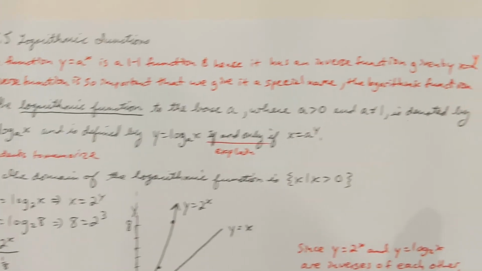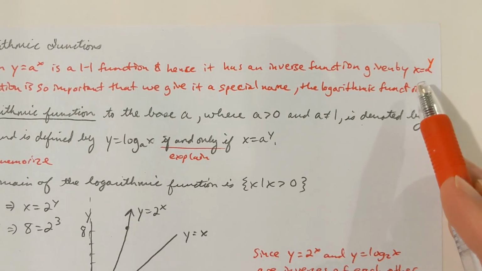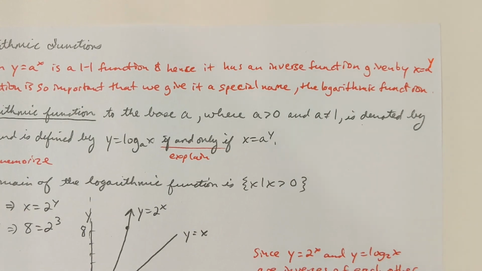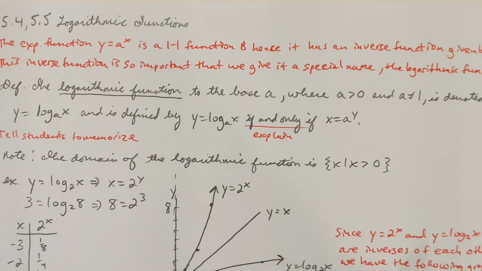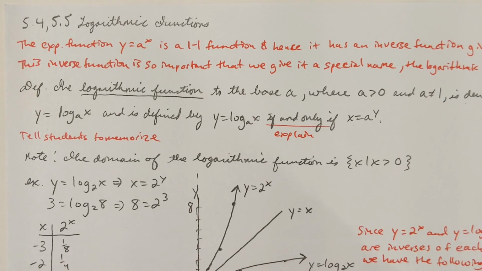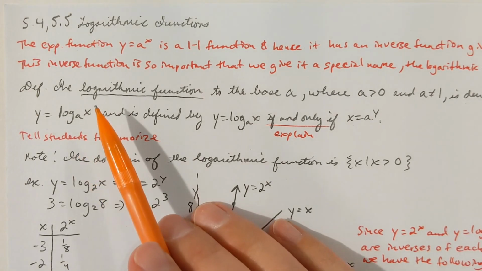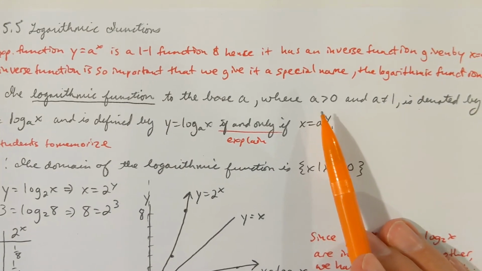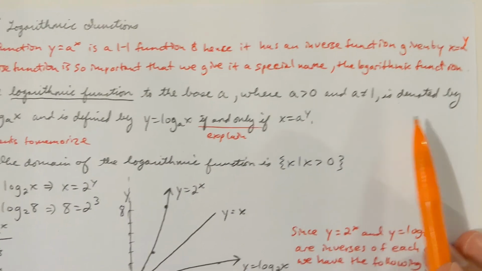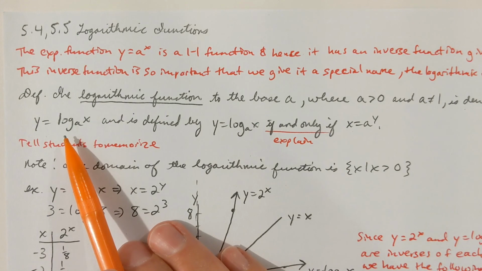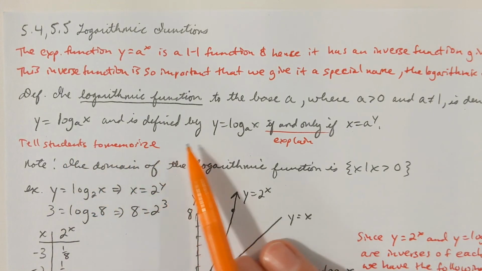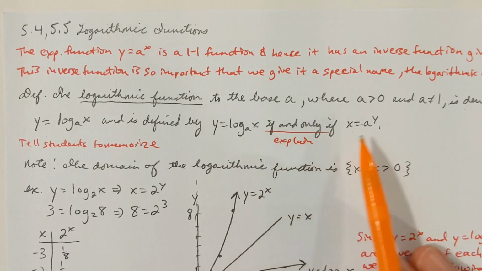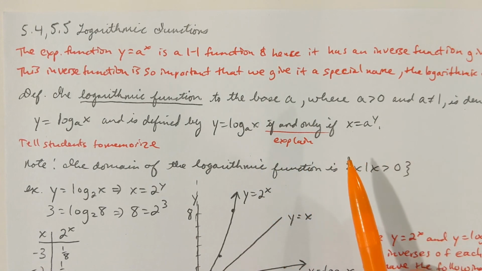And now this function, x equals a to the y power, is so important in math that we give it a special name. We call it the logarithmic function. So here's a more formal definition. The logarithmic function to the base a, where a is a positive number, a cannot be 1, is denoted by y equals log base a of x, and is defined by y equals log base a of x if and only if x equals a to the y.